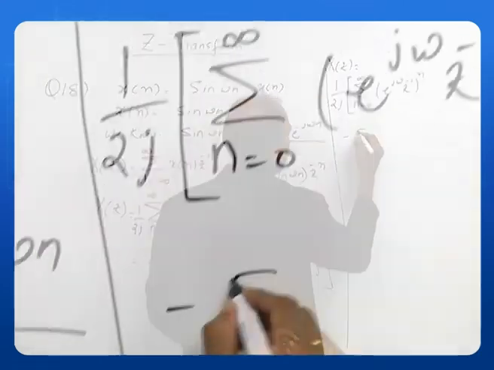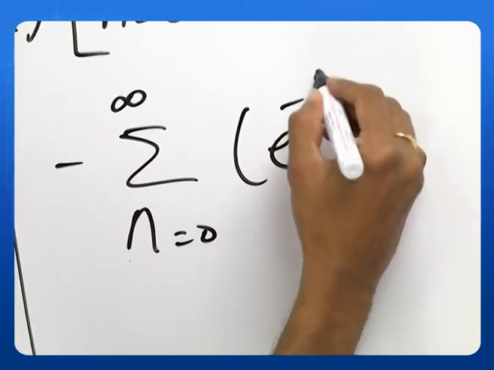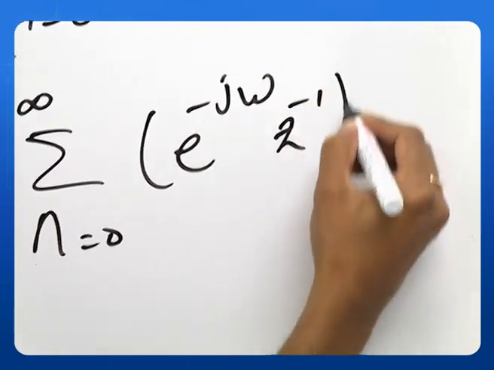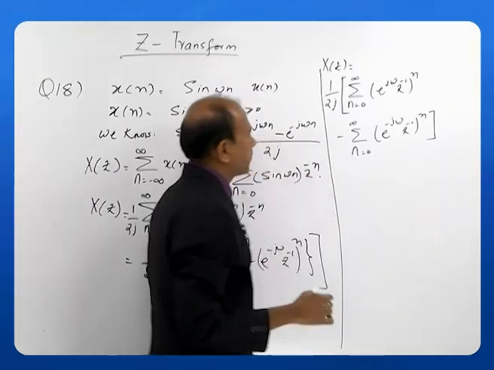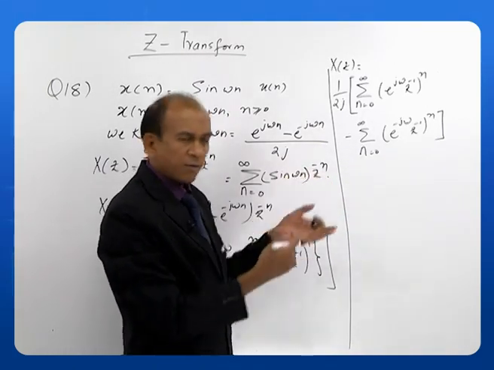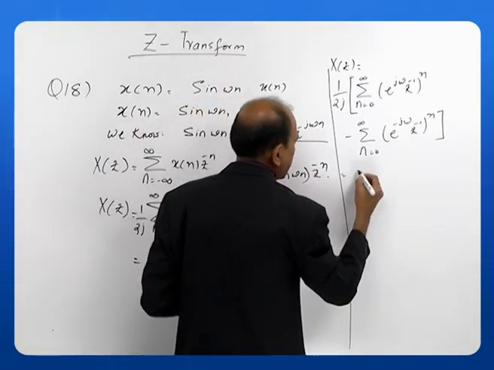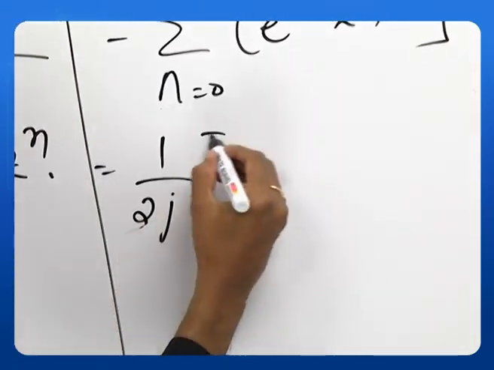Then comes the second part, that is n = 0 to infinity of (e^{-jω} z^{-1})^n. So let us again see what this is now. Take the formula for this. So I can write this as 1 by 2j.